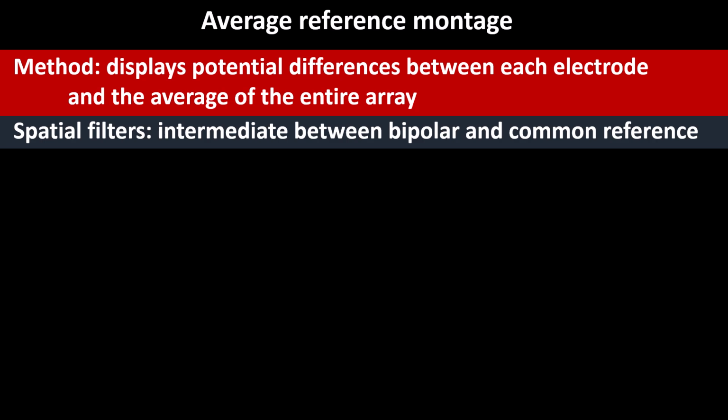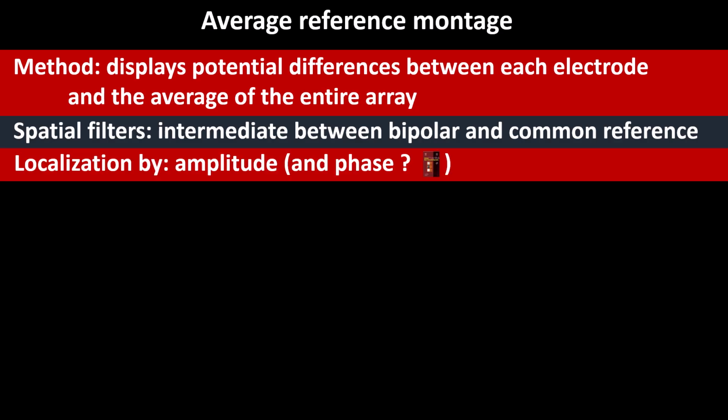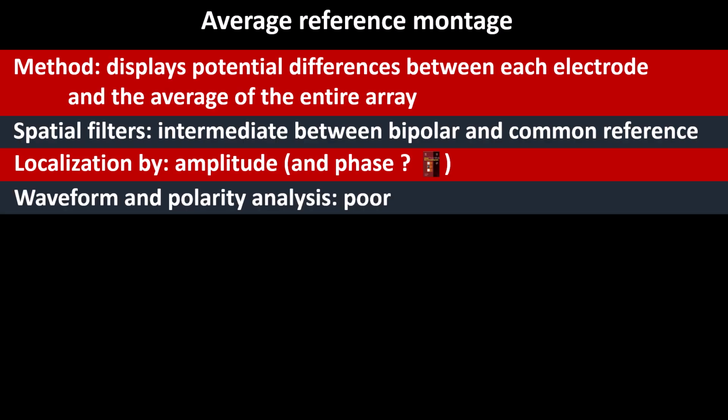Average reference montages are not as good to detect highly localized low amplitude EEG potentials as bipolar montages, but they are better than common electrode reference montages for the same purpose. Average reference montages detect potentials with low amplitude gradient better than bipolar montages, but not as well as common electrode reference montages. Average reference montages localize by amplitude and phase reversal, but their use for localization is very poor and often yields confusing results. Analysis of waveform is also poor using average reference montages.